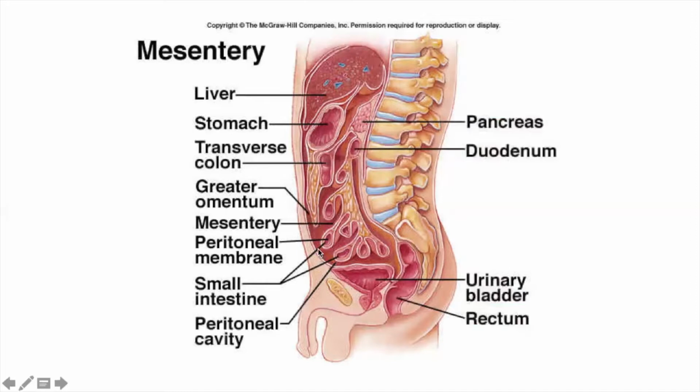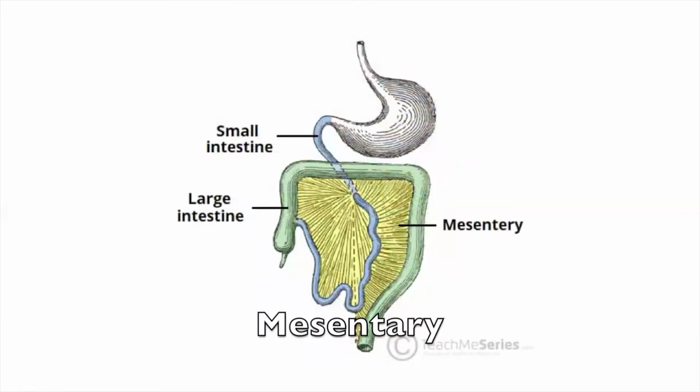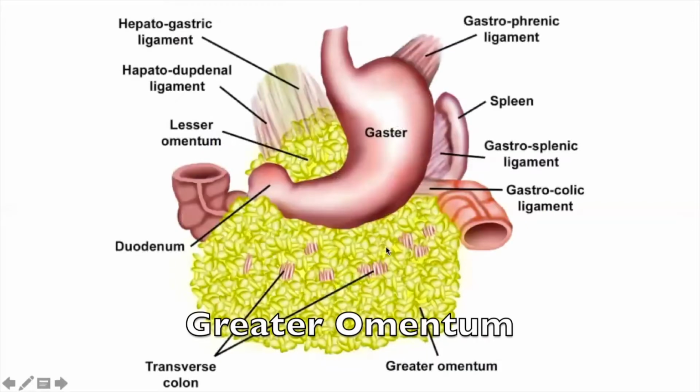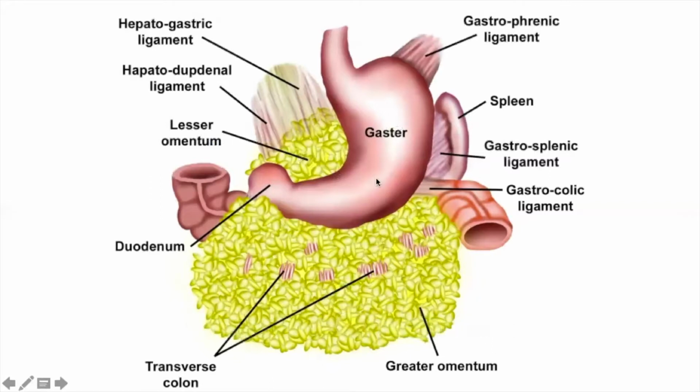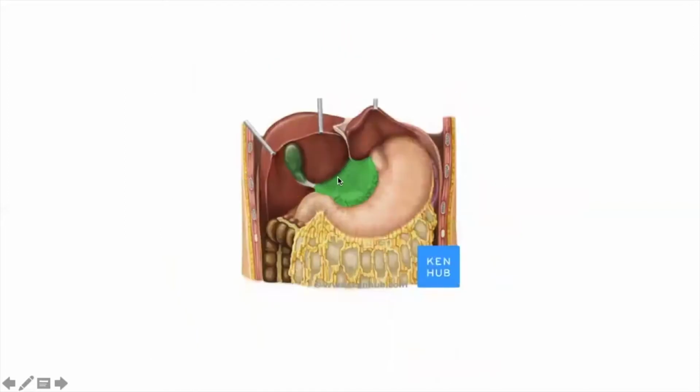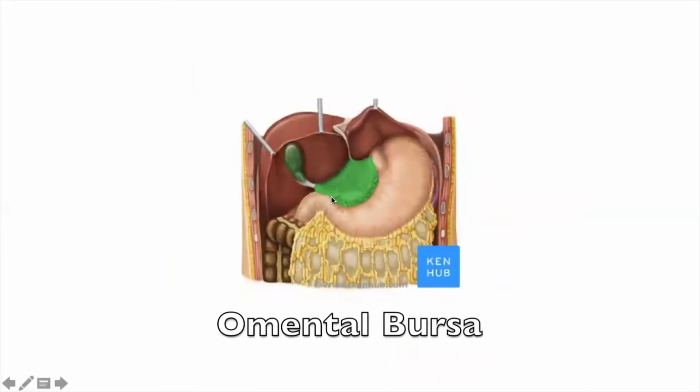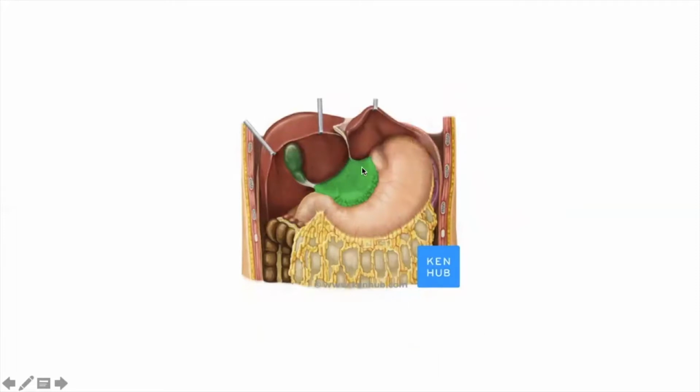Next, you have your mesentery. Your mesentery is a sheath of connective tissue that surrounds your large intestine and small intestine. It's this big sheath here. Your greater omentum is this large apron of fat, and the lesser omentum is here above the stomach. Your omental bursa is here. It encloses the lesser omentum.